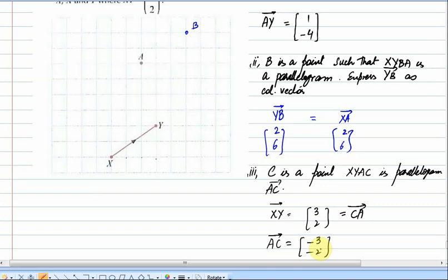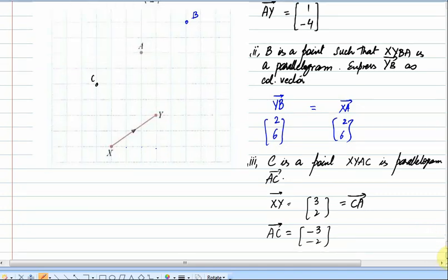On your diagram, if you want to plot, so X, Y, A and then C. From Y to X, we need to move 2 units down and 3 units left. From A to C, we need to move the same distance. 2 units down and 1, 2, 3, 3 units left. So that is my point C. And now XYAC is a parallelogram. Right?